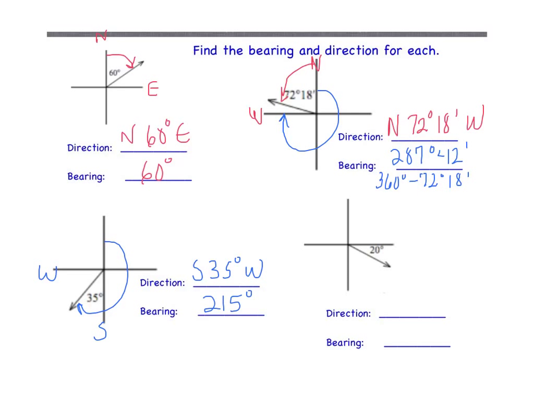Okay, this one is east and south, but it's not 20. It's this angle because it's drawn to the south. So this will be south 70 degrees east, and the bearing would be this far. So this is 90 and that's 20, so it'll be 110 degrees. Okay, how'd you do? Hopefully pretty good.